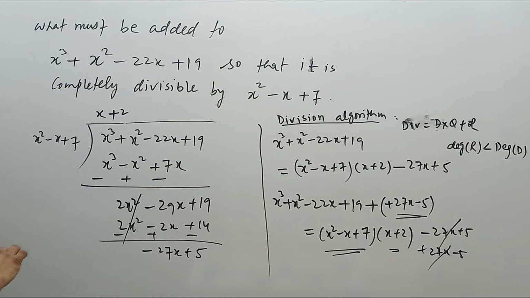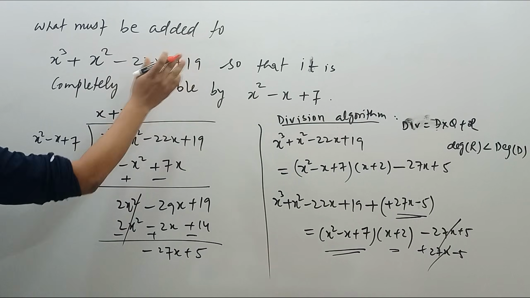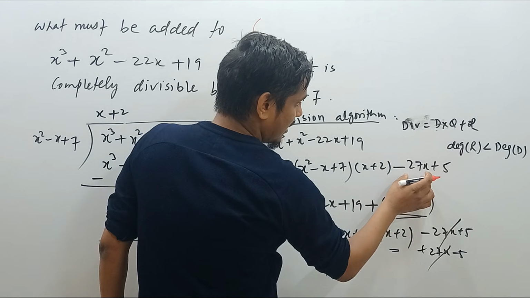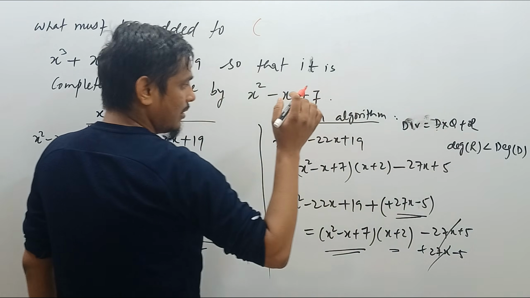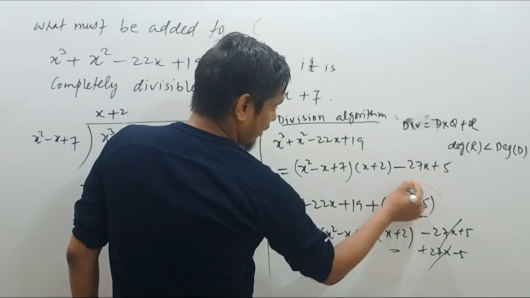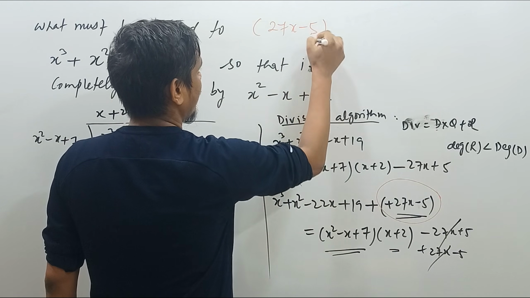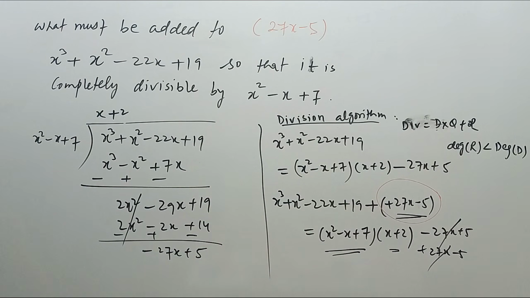So for this question, the answer to what must be added is nothing but negative of what we have gotten, negative 27x plus 5. What we have added is this one, 27x minus 5. So 27x minus 5 is the required expression which is needed to add in this cubic polynomial to make it completely divisible by x square minus x plus 7.